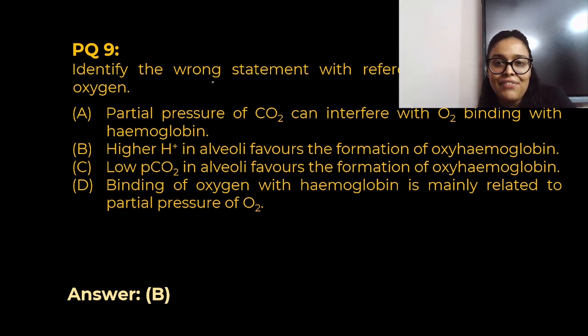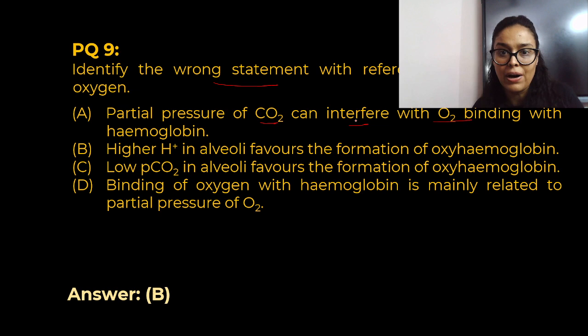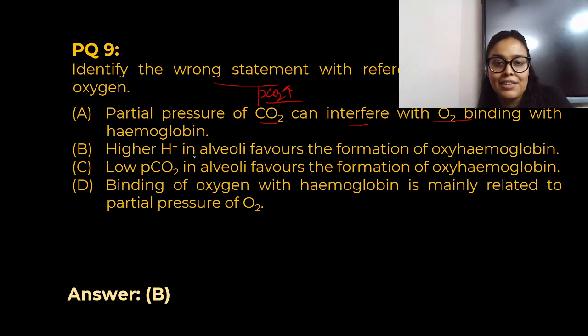In the same way, identify the wrong statement, a 2020 question, and every year they are asking questions on these topics, no? Partial pressure of CO2 interferes with the oxygen binding. Yes, that's true. If the partial pressure of CO2 is more, then it is hampering, it is actually affecting the association of oxygen and hemoglobin. Higher hydrogen ion in alveoli? No. Hydrogen ion is not more in the lungs. It is not more in the alveoli, and it will never favor the formation of the oxyhemoglobin, right? And low CO2 in alveoli, yes, favors the formation of the oxyhemoglobin.